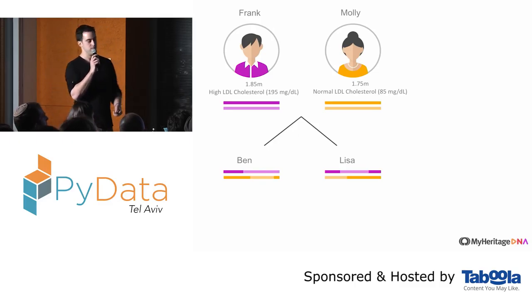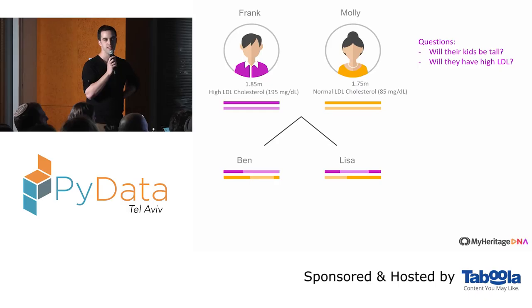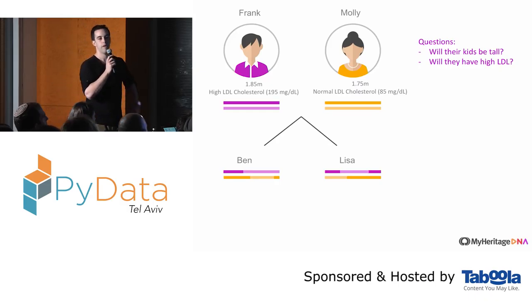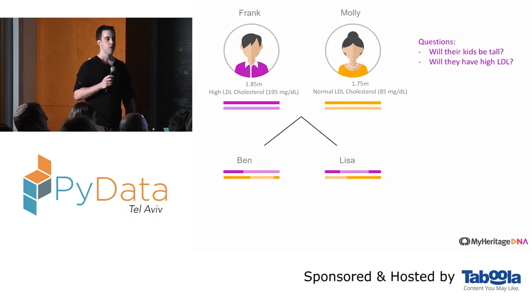Now we can ask a few questions. What do you think? Do you think that there is more than a 50% chance that their son, Ben, will be over 190 tall? What do you think? No? Okay.